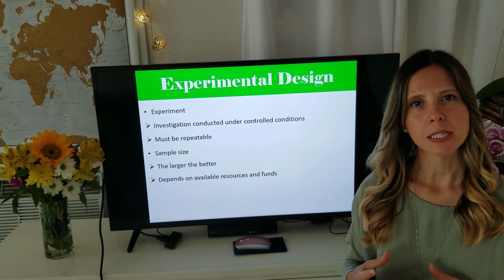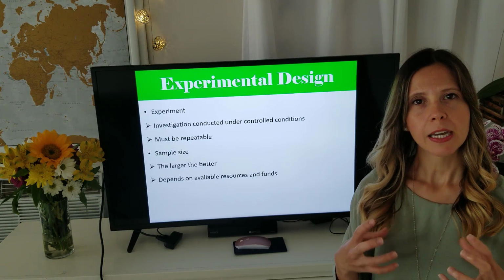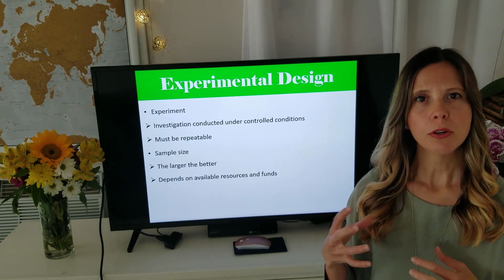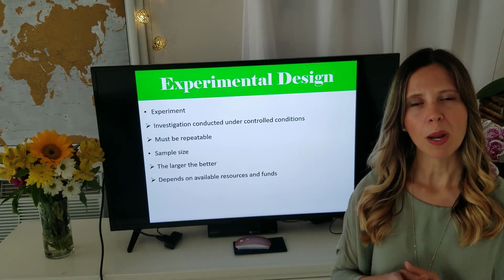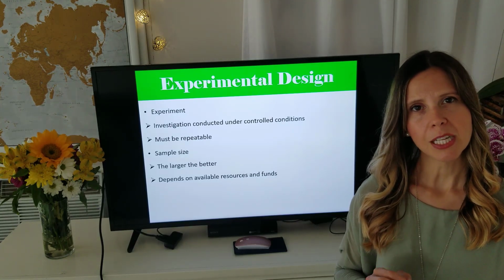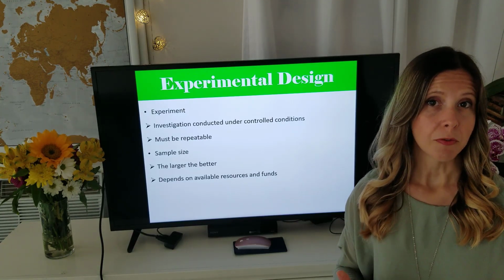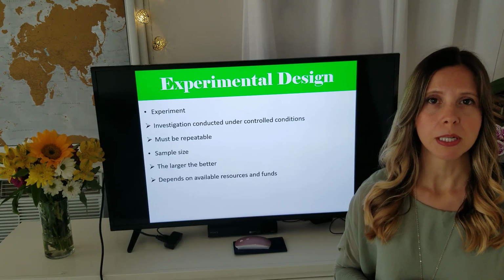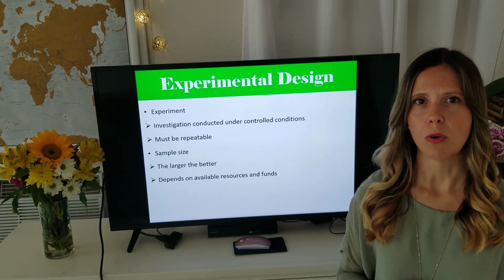An experiment is an investigation that you conduct in a controlled environment, where you control factors so that you can look at one parameter at a time. The important thing about experiments is that it must be able to be repeated by the original person who conducted the experiment, as well as by other scientists around the world.